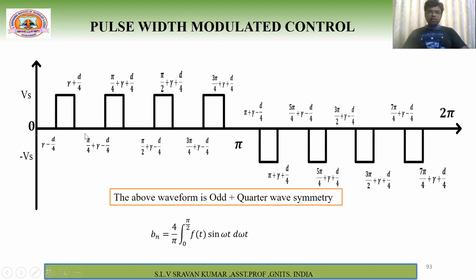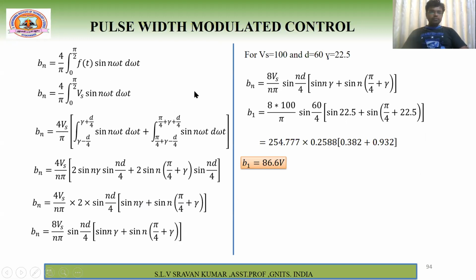So what happens? Only 2 pulses is enough, from pi by 4 plus gamma minus d by 4 to pi by 2. This is pi by 2, right? What is the value? Already it is 0, so no need to apply. You just apply up to this point only. Therefore, the function f of t is nothing but Vs.